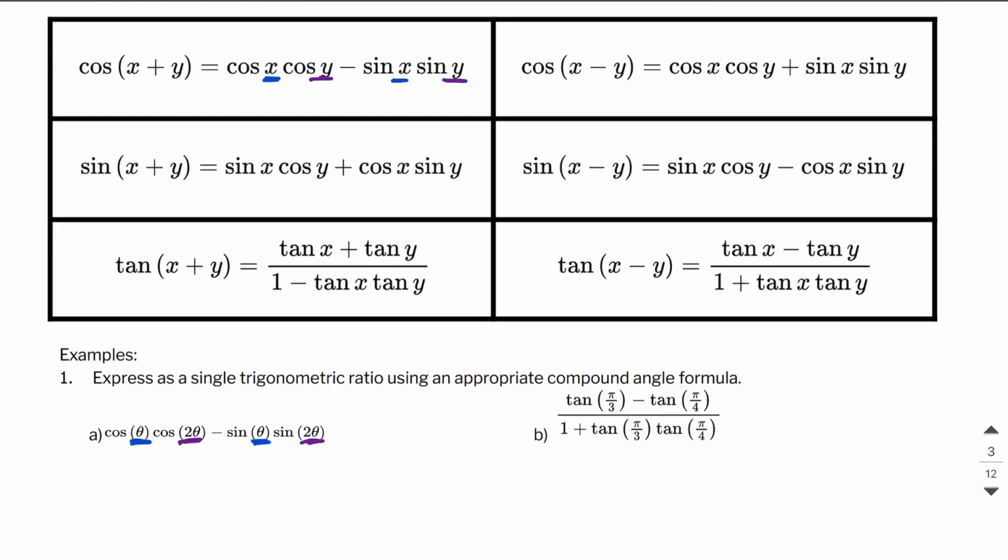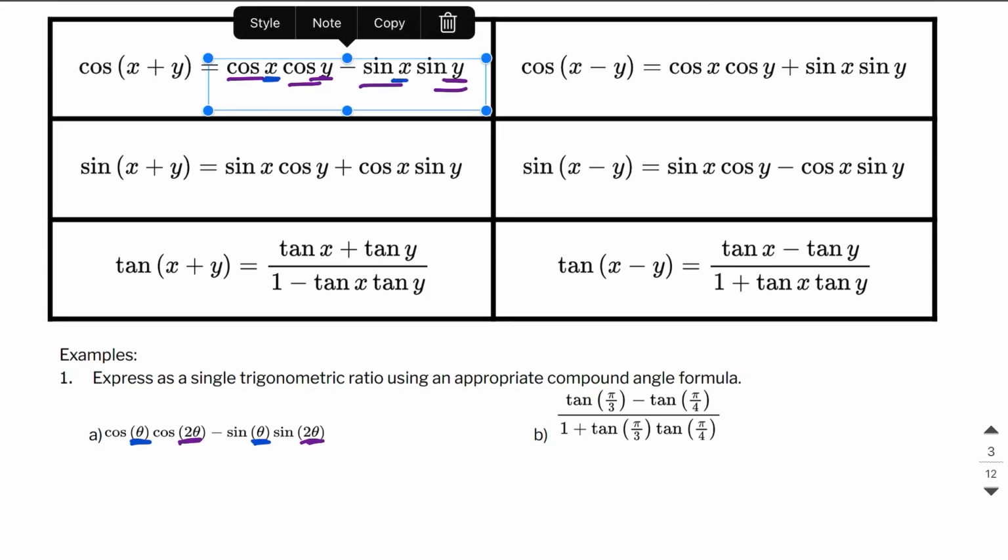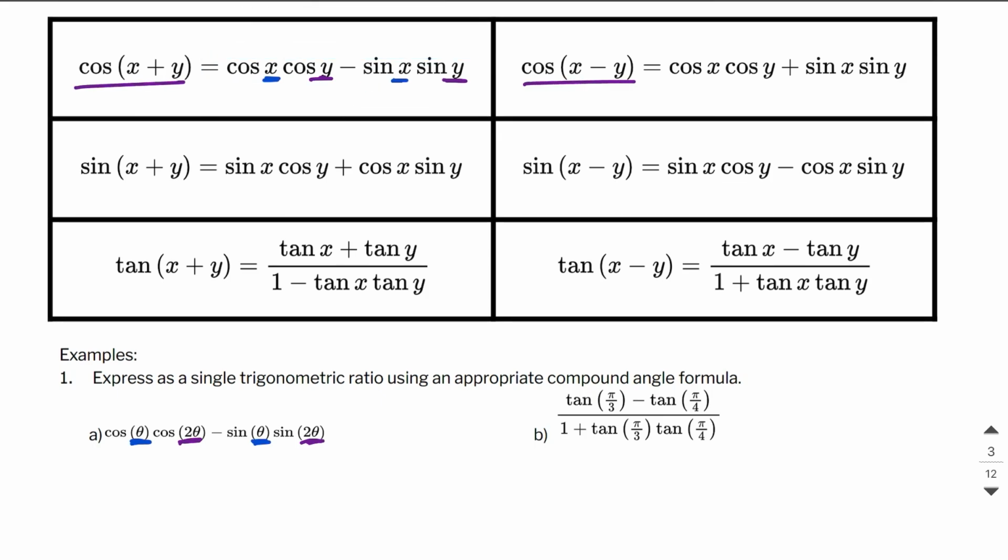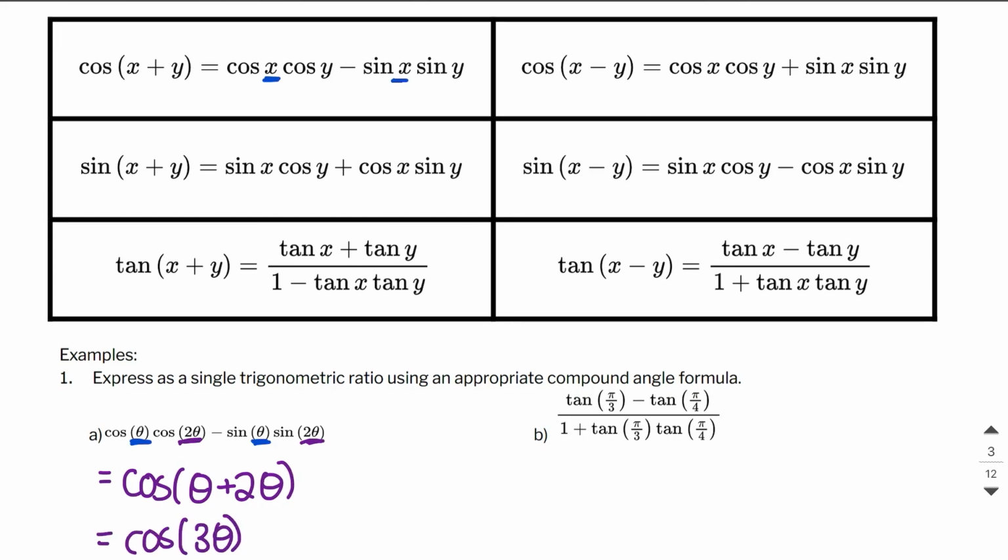And if you notice, this says cosine, cosine, sine, sine, and the ones that also say cosine, cosine, sine, sine are cosine of x plus y and cosine of x minus y. Now, because this says minus here and this says minus here, it means we would be using this formula. So what does that mean? That tells us that the cosine of theta times the cosine of 2 theta minus the sine of theta times the sine of 2 theta is equal to the cosine of these two angles added together. So this is just plain and simply the cosine of 3 theta.